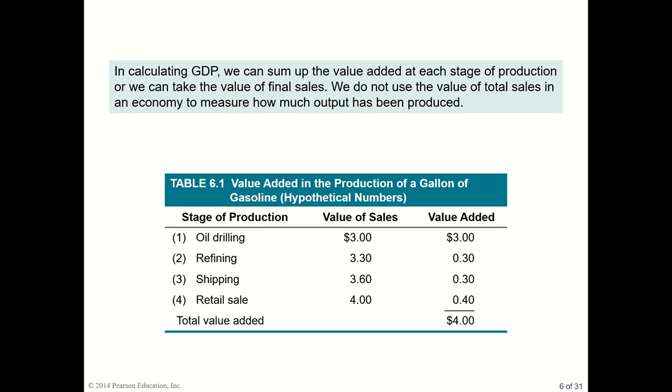Finally, the retail gas station sells that same oil to you for $4. Out of that $4, $3.60 was already contributed by the three previous producers in the supply chain. So the retailer adds only 40 cents worth of new product in the economy.